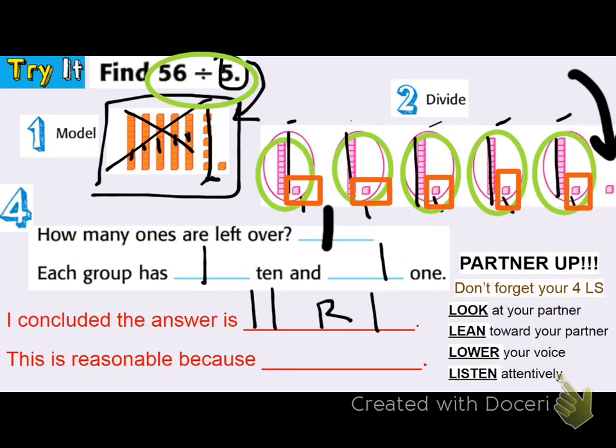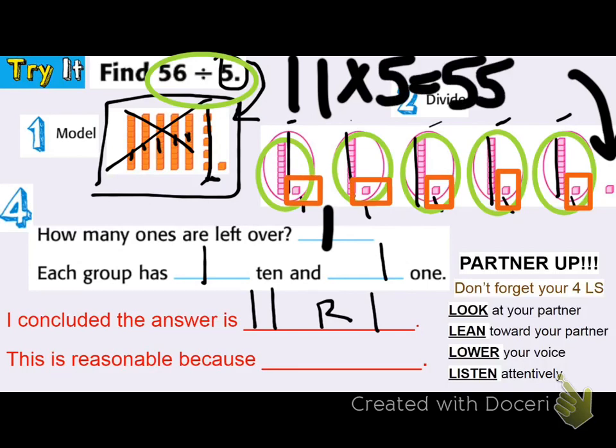It's reasonable because I know that 11 times 5, let's check our work, we want to see if it's reasonable. 11 times 5 is 55. And I have the 1 left over. So 55 plus 1 is 56. So 11 with a remainder of 1 is reasonable. It makes sense. I can move on.